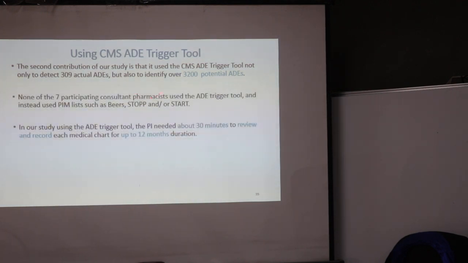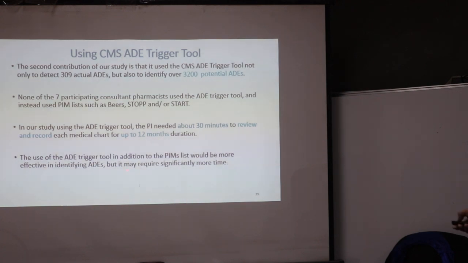So, my summary. What I did in this study, I used the CMS ADE trigger tool. It's really helpful. I identified more than 300 actual ADEs and more than 3,000 potential ones. If you've heard about STOPP/START, those lists used by consultant pharmacists, okay? In my study, it took me about 30 minutes to review each chart. I went back 12 months in the chart. So I recommend ADE trigger tools.